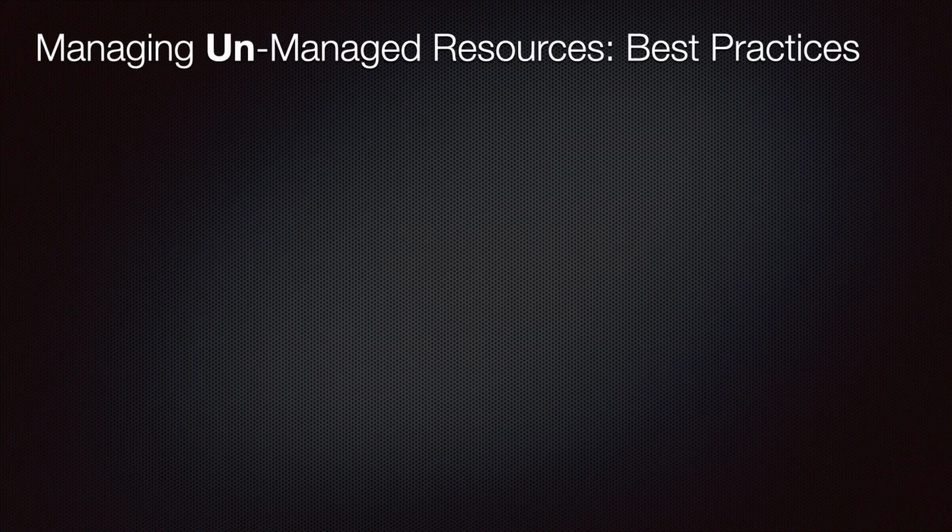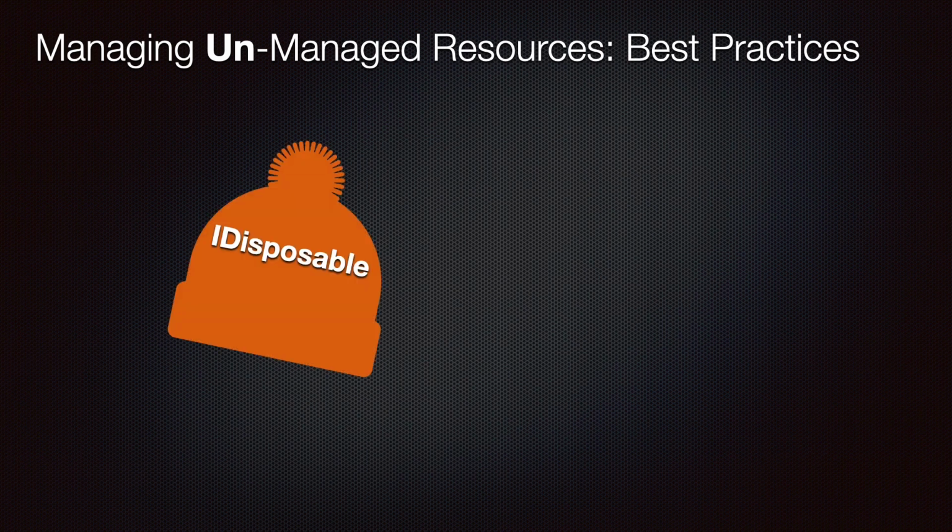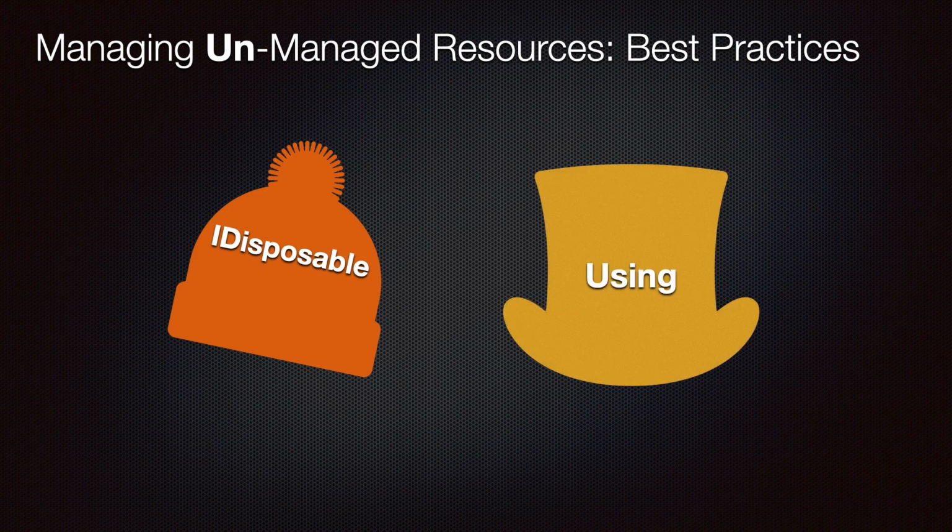So how do we manage them, and what are the best practices for managing unmanaged resources? The first is the IDisposable pattern. By using the IDisposable pattern we can deallocate memory of managed and unmanaged resources as well, but the deallocation of unmanaged resources is very nicely done using the IDisposable pattern. Next we have the using statement. With the using statement we can manage unmanaged resources, where the resources are deallocated after their specified use. The using statement simply manages unmanaged resources by automatically calling Dispose at the end of the block.